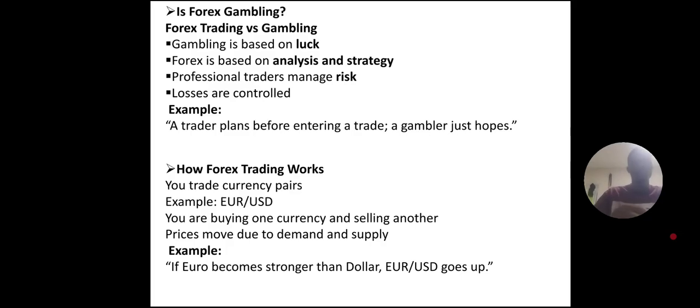So let's continue. Now, people will be asking and trying to compare: is forex gambling? What is the difference between forex and these bet Nigerians and the rest? Forex trading is far from gambling. Forex is not gambling. Gambling is based on luck. Forex is not based on luck. Forex is based on analysis and strategy.